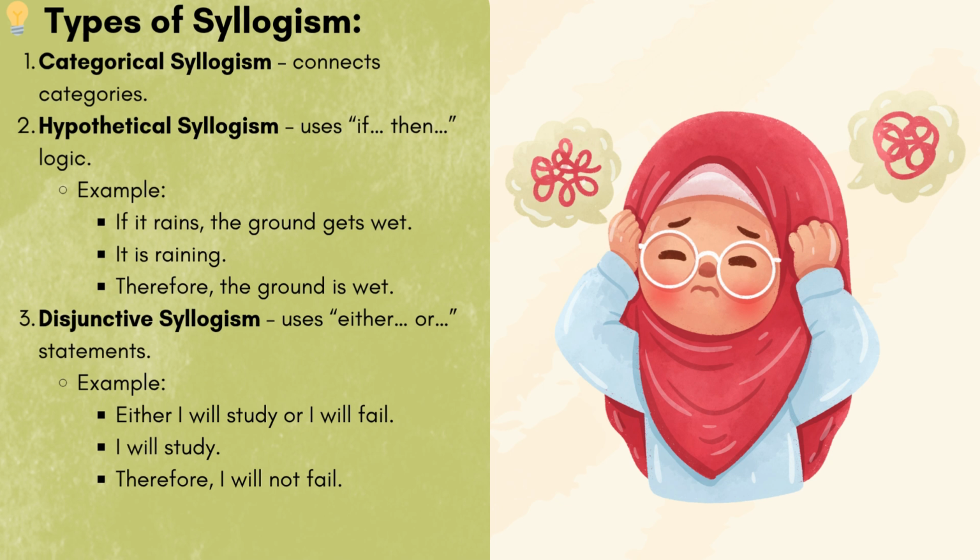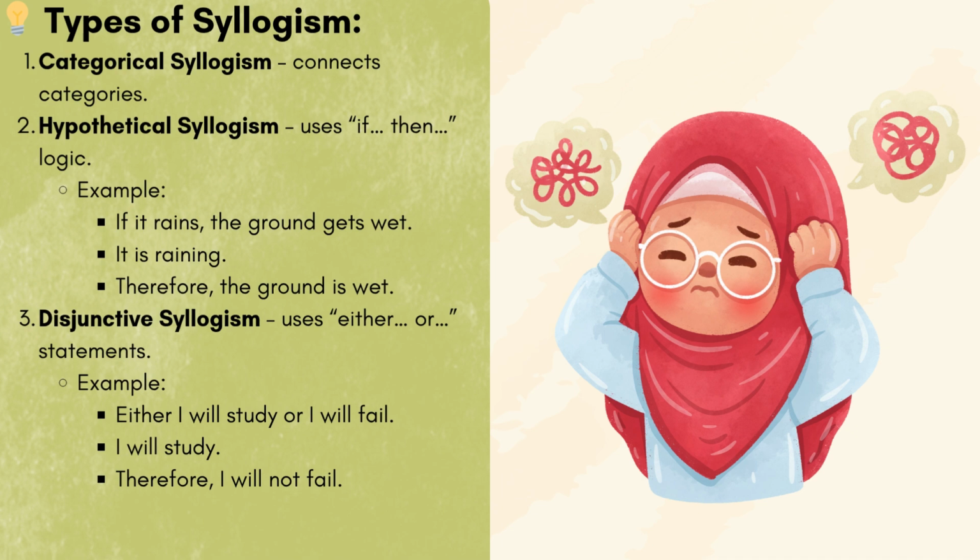For example, all teachers are educated. Mrs. Cruz is a teacher. Therefore, Mrs. Cruz is educated. This shows that Mrs. Cruz belongs to the group of educated people because all teachers are included in that category.